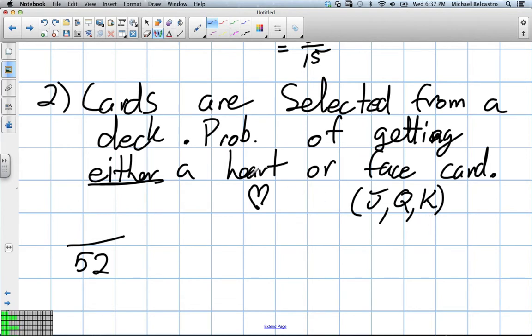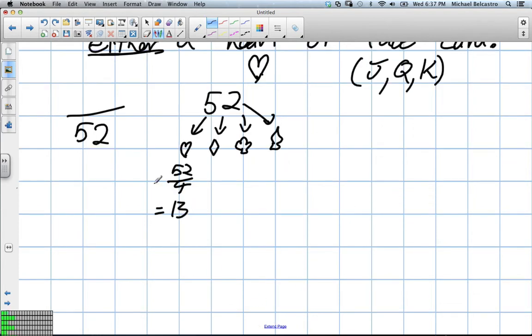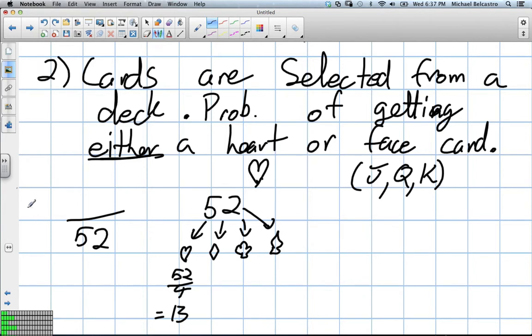Great. Well, our deck is divided into 4 sections. Out of the 52 cards, you either have a heart, a diamond, a club, or a spade. Which means each of these suits holds 52 divided by 4, which is what? 13. That's right, there are 13 cards. So the probability of getting a heart, if we call that event A, is 13 out of 52. There's our event A.